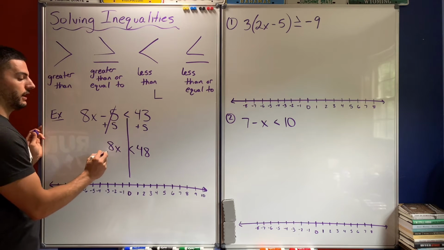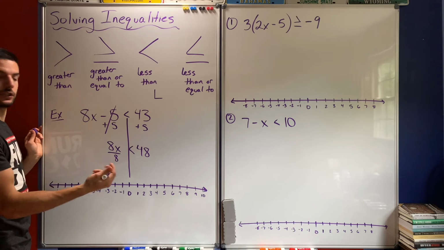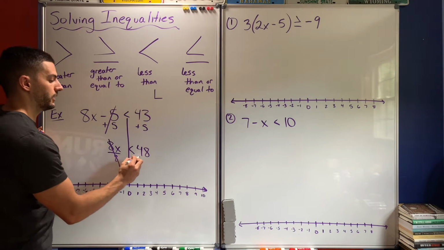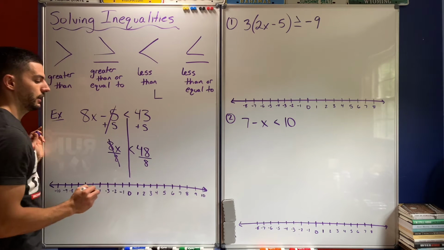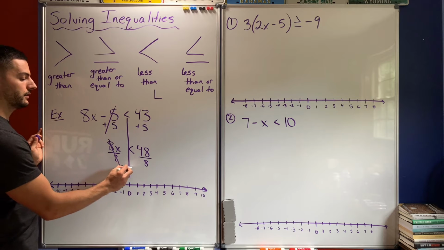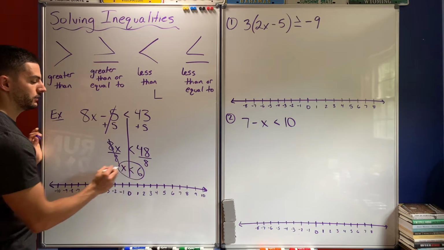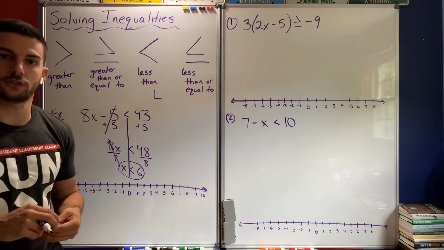I just need to divide by this 8 because it is being multiplied by the x, and division cancels that, right? So I divide both sides by 8, and I get an answer of x is less than 48 divided by 8 is 6. So x is less than 6. That's my solution, okay?